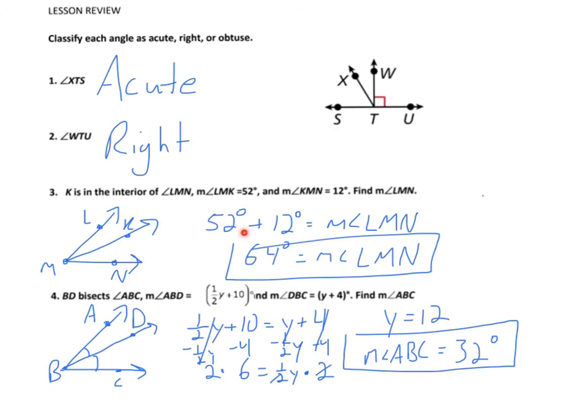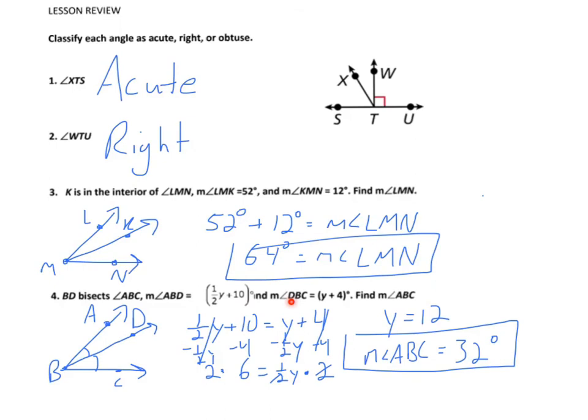The next question deals with the last topic we talked about, angle bisectors. They tell us ray BD bisects ABC. They tell us ABD is 1/2 y plus 10. They tell us DBC is y plus 4. Based on this being a bisector, those two angles should be equal to each other. So I set them equal.